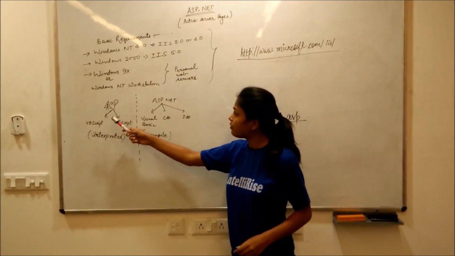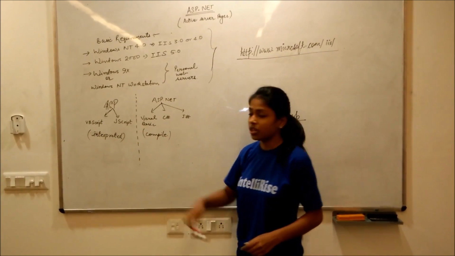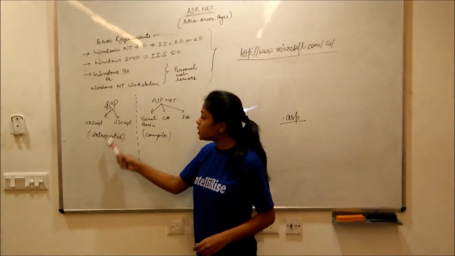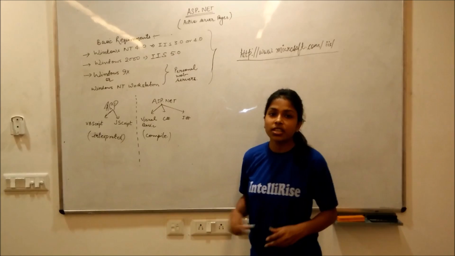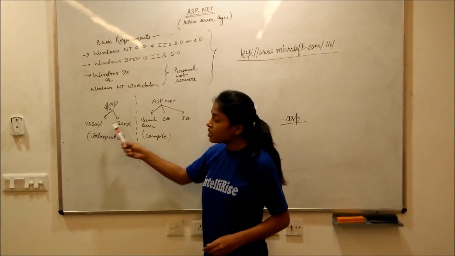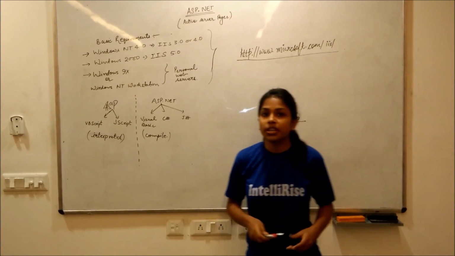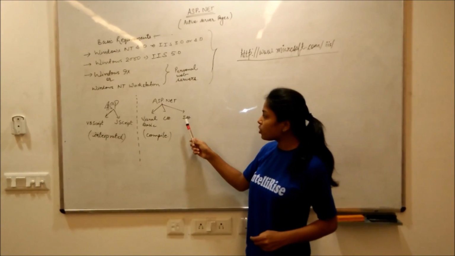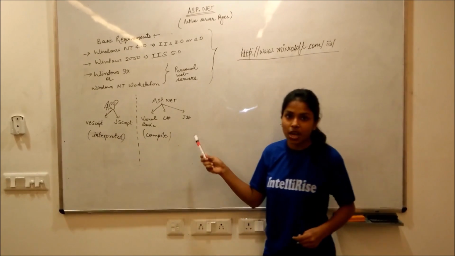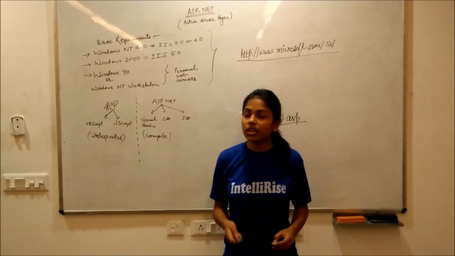So we have two terms, ASP and ASP.NET. The basic difference between ASP and ASP.NET is that ASP is interpreted while ASP.NET is compiled. Meaning ASP includes VBScript and JScript, which are interpreted, and ASP.NET uses Visual Basic, C Sharp and J Sharp, which are Microsoft compiled languages.